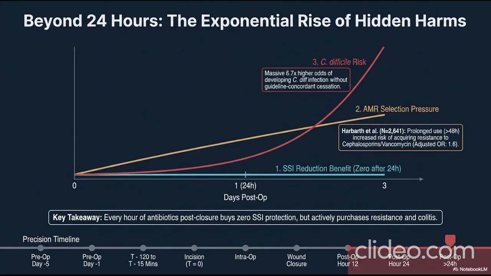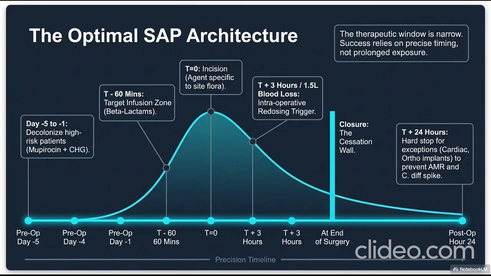Slide 11. Auditing and improving institutional practice. To improve, we must audit. Using tools like the Surgical National Antimicrobial Prescribing Survey, SNAPS, we can identify our facility's specific gaps. Improving practice requires a multidisciplinary synergy. Surgeons must own the SSI risk. Anesthetists must manage the infusion timing, and pharmacists must enforce the cessation wall. Timely feedback of this data to the surgical team is the most effective way to drive institutional change.